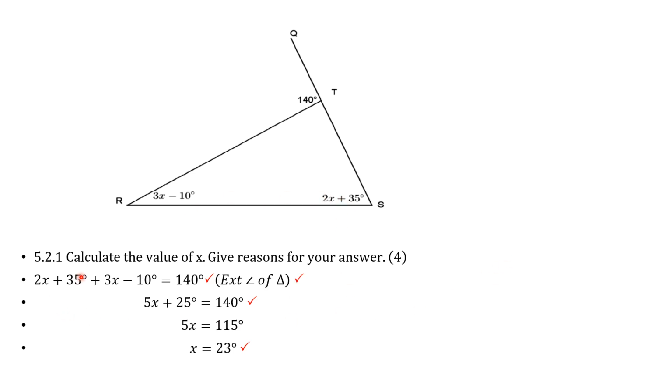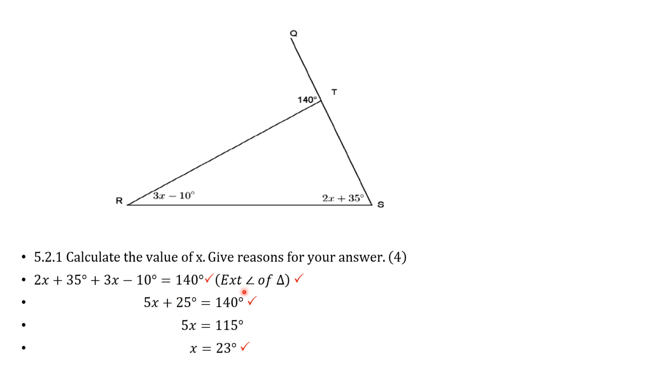Alright, so 2x plus 35 plus 3x minus 10 must equal 140 degrees, 1 mark. The reason: exterior angle of a triangle. Exterior angle of a triangle equals the sum of the two opposite interior angles. 2x plus 3x gives me 5x. Right, 35 minus 10 gives me 25, equal 140.